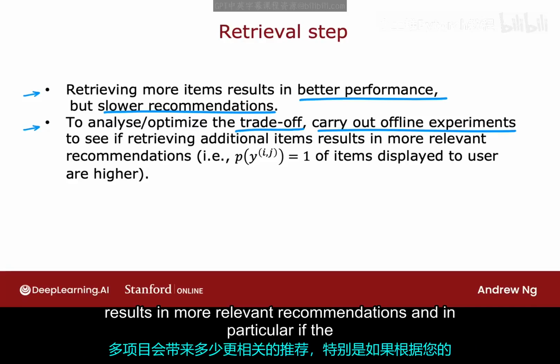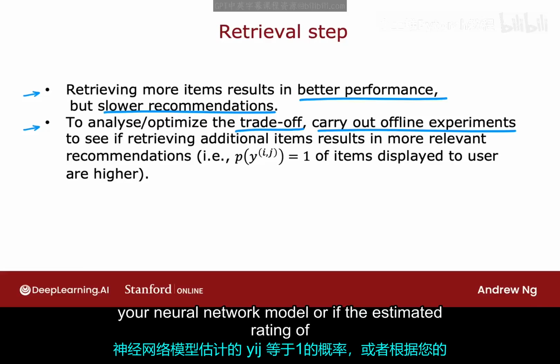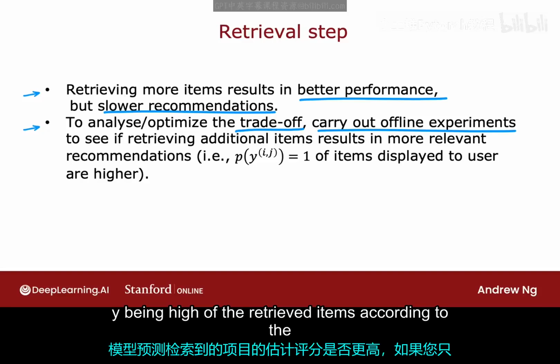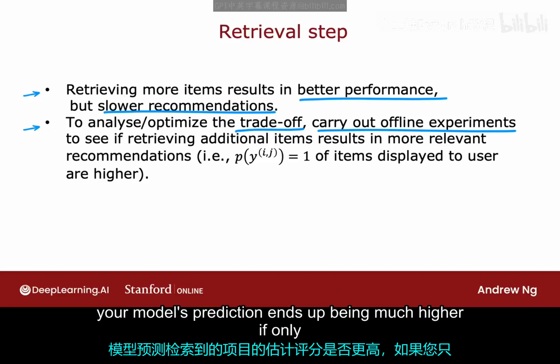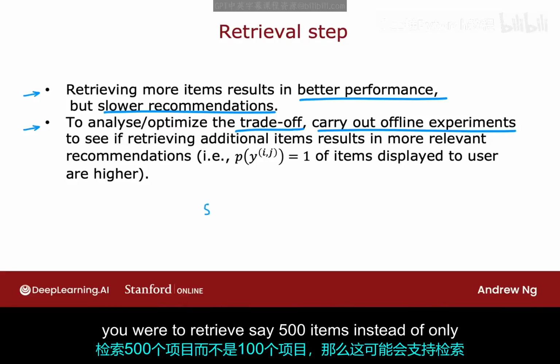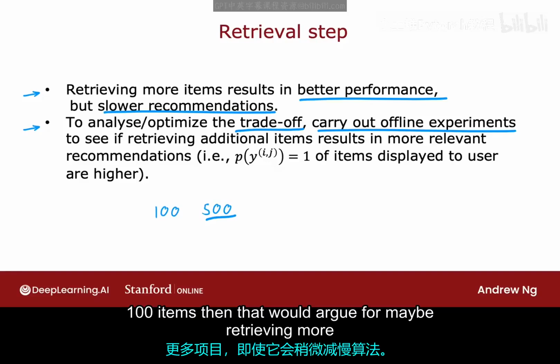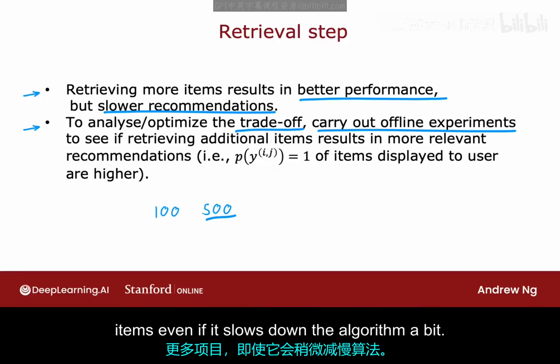more relevant recommendations. And in particular, if the estimated probability that Yij is equal to 1 according to your neural network model, or if the estimated rating of Y being high of the retrieved items according to your model's prediction ends up being much higher if only you were to retrieve, say, 500 items instead of only 100 items, then that would argue for maybe retrieving more items, even if it slows down the algorithm a bit.